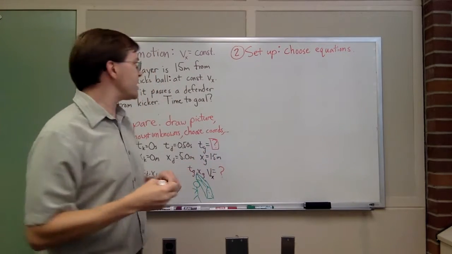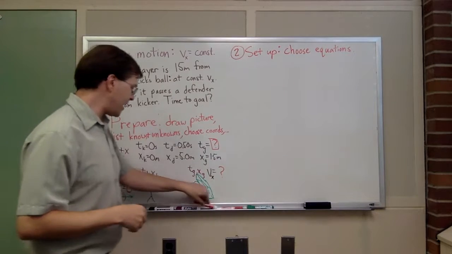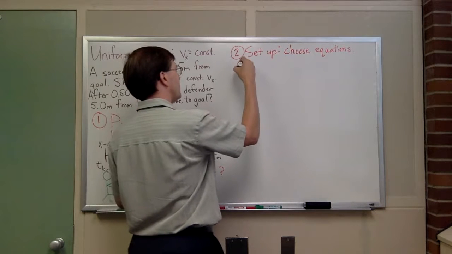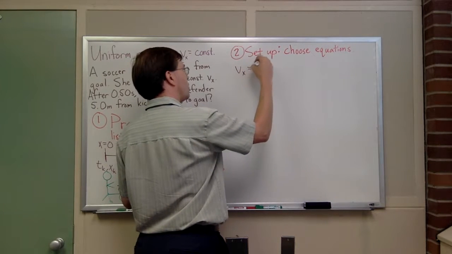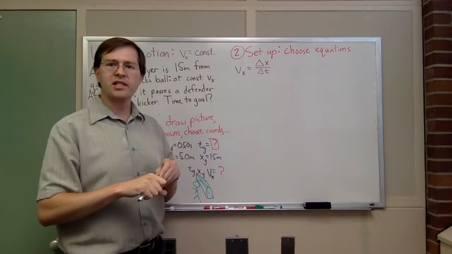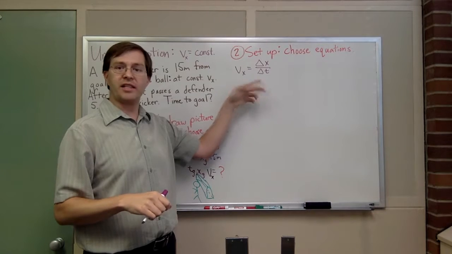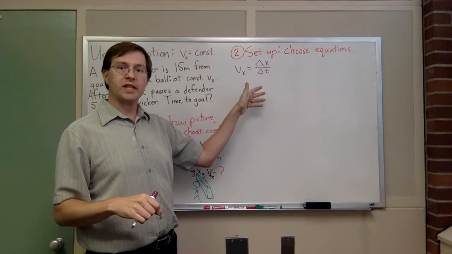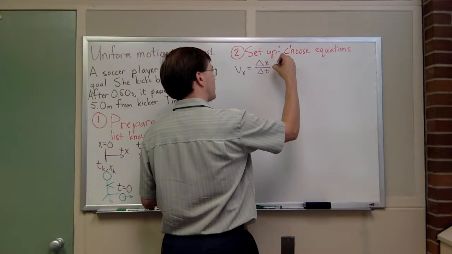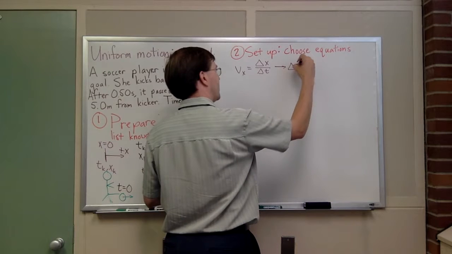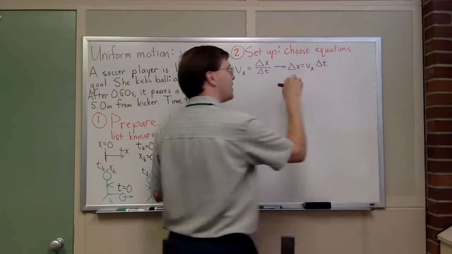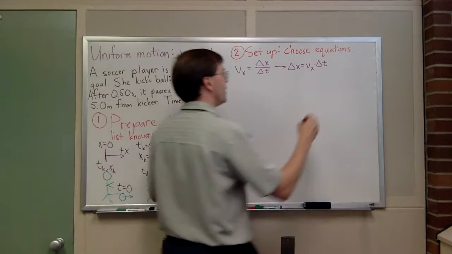So choosing equations. For this, I'm at constant velocity. What does that tell us? Well, because we've got constant velocity, Vx equals delta x over delta t. Basically, if you're at constant velocity, then the velocity equals the average velocity at all times. So we can just write down velocity equals average velocity, delta x over delta t. Or, in other words, this tells me that delta x equals Vx times delta t.